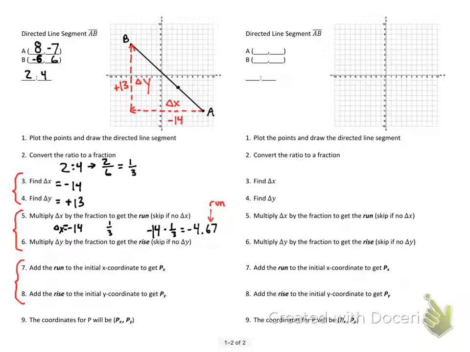All right, so we're going to do the same thing for y. My change in y is 13. My fraction is still 1/3. So now I can just do 13 times 1/3. And what is that value? All right, 4.33. And you've got to have your calculator and be willing to do these calculations. So if you don't have your calculator, get it out.